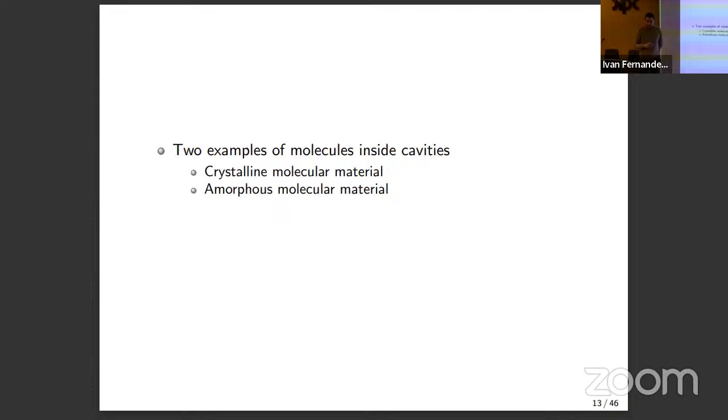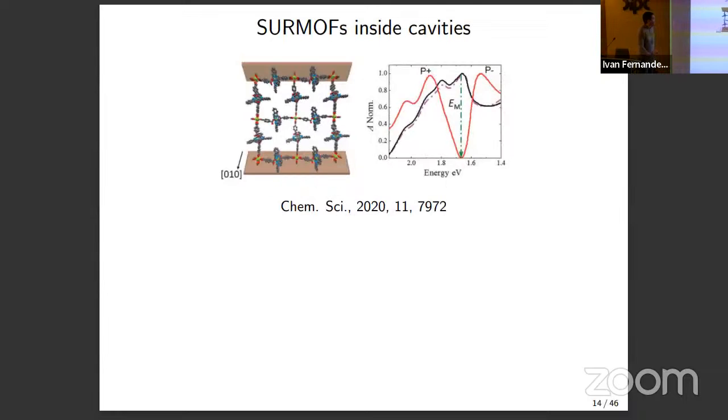Right, so I told you how we do things, and I'll now show you two examples. One is crystalline and the other one is amorphous. The first one is silver mirrors and a Hilbert mode here. This is the energy or frequency and this is the absorption, and the three lines are for different thicknesses of the film, basically heights of the cavity. This is 200 and 300, and the red one is 400.